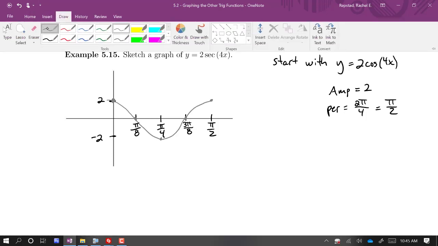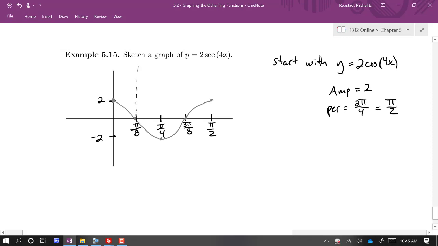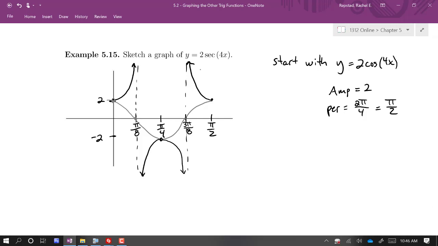I'm going to draw in my asymptotes where cosine is equal to 0. And then I draw in my U-shapes where they go. So that would be here, here, here. So the graph of secant is just the black part, these U-shapes. But I'm using the graph of cosine, which we did in gray here, to help me see what it should look like. And that's basically how we do the secant and cosecant graphs.